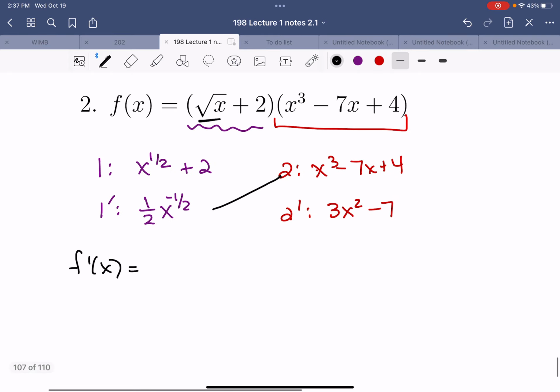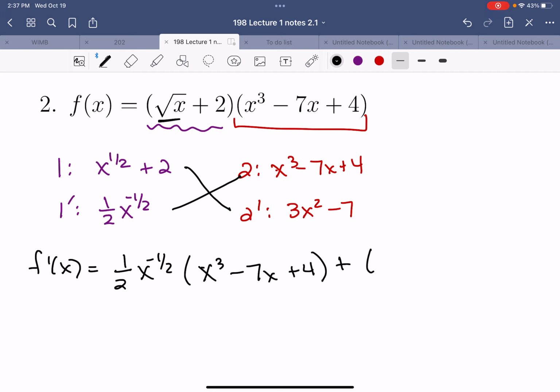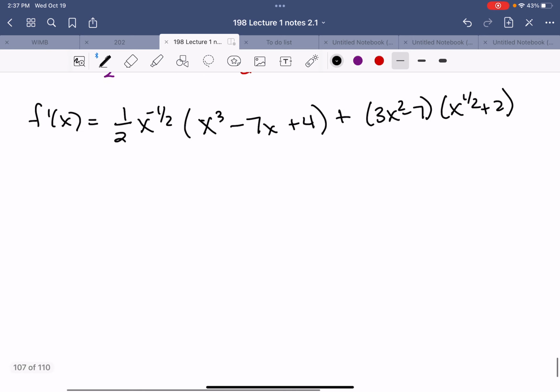So that is this diagonal, 1/2 x to the minus 1/2 times x cubed minus 7x plus 4, plus the other diagonal, 3x squared minus 7 times x to the 1/2 plus 2. And then we want to simplify all of this. That's going to give me 1/2 x to the 5/2 minus 7 over 2 x to the 1/2 plus 2 x to the minus 1/2.